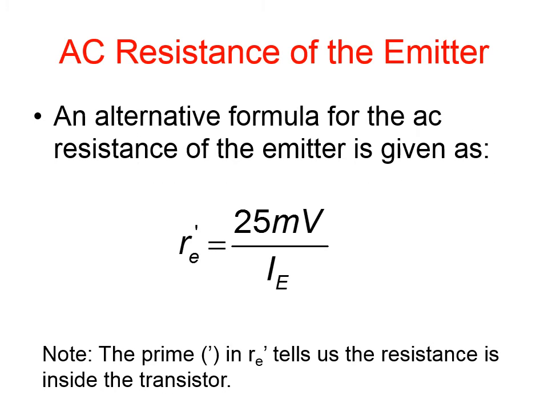An alternative formula for the AC resistance of the emitter is given by the following: 25 millivolts divided by IE. Our book doesn't derive this formula. More advanced books in electronics go through and derive it.